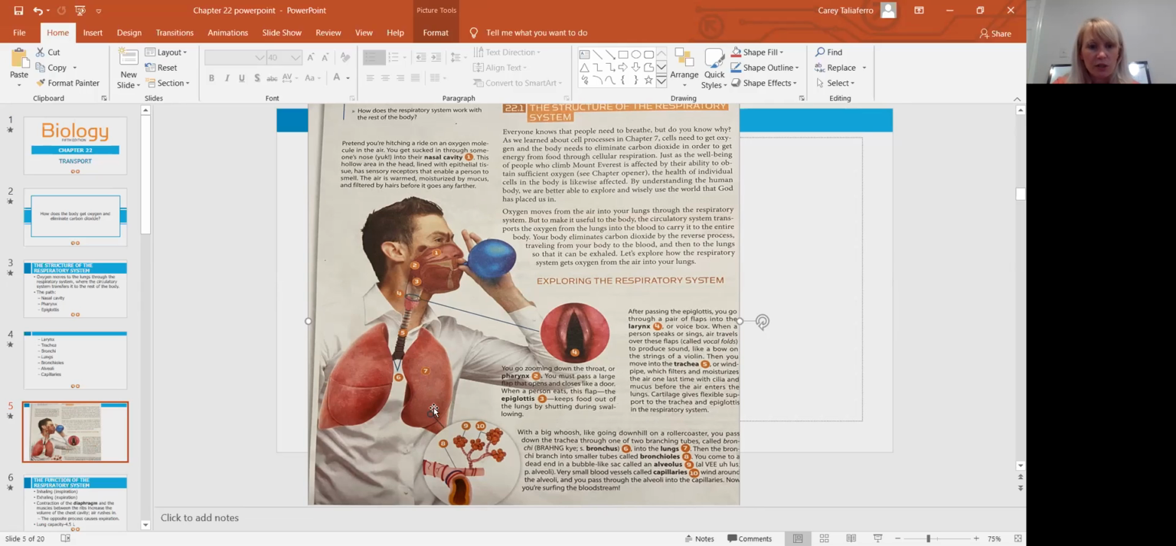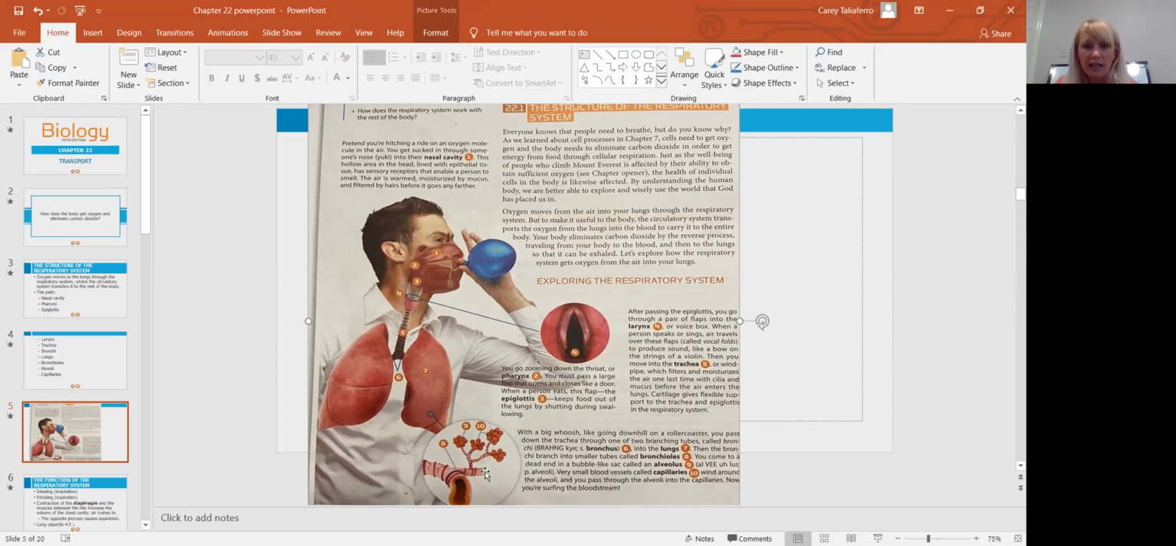So if we take this as a blown up picture of what's happening inside your lungs, this is coming out of your lungs. So you have the bronchi that lead into the lungs on either side of you. You have two lungs, one on each side. Then the bronchi branch into smaller tubes called bronchioles. And those are right here, number 8.